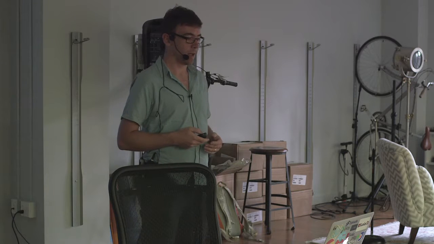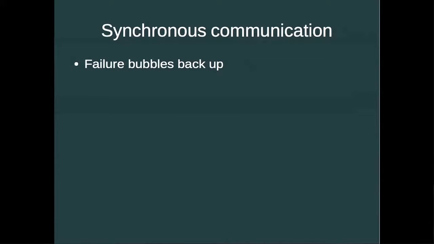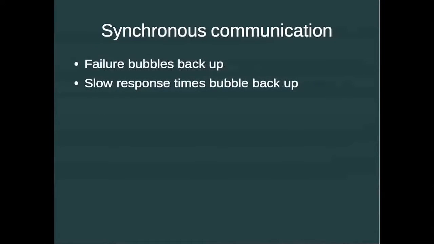So synchronous communication, failure bubbles back up the synchronous communication pathways. So we saw that as you communicate synchronously along one direction, back the other direction, the failure goes. Not only that, but slow response times bubble back up. If service C, for example, was slow at processing the response, maybe it was a bit overloaded, its database was slow, whatever reason, that's going to impact the maximum speed that A can return its response because it's dependent on that service.